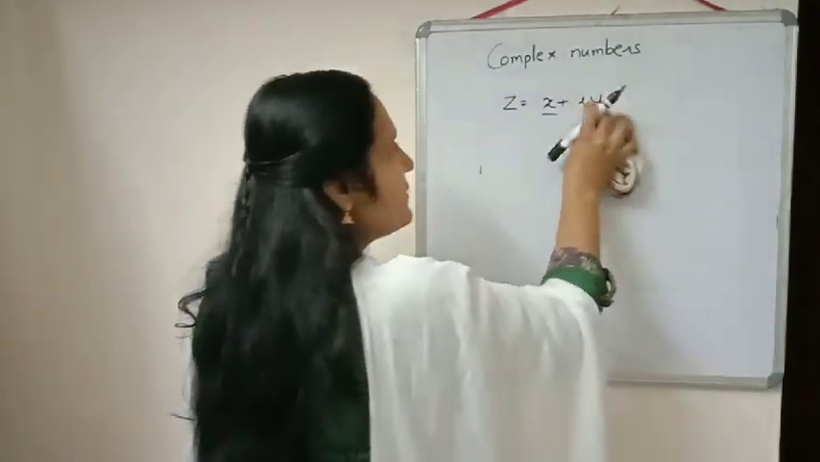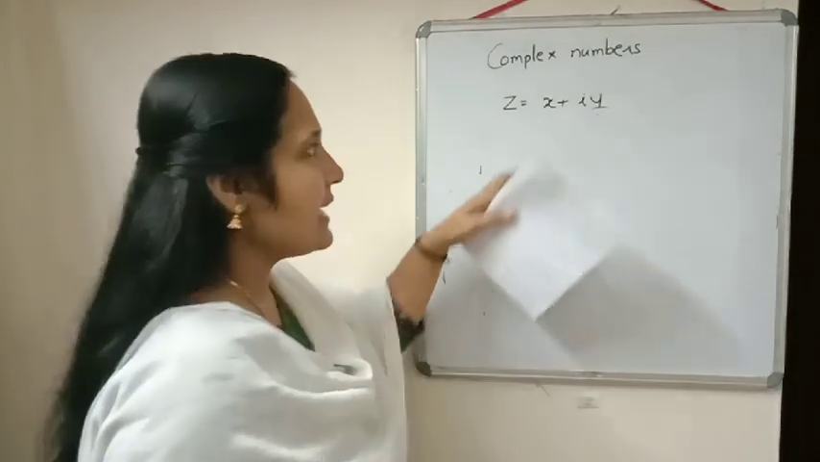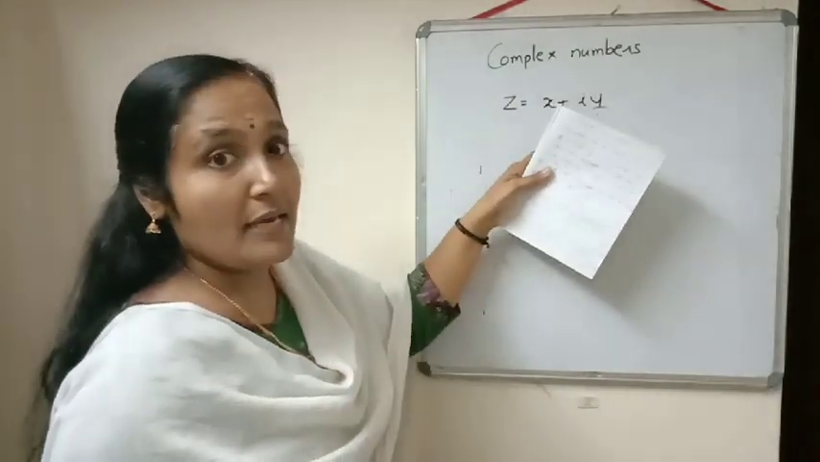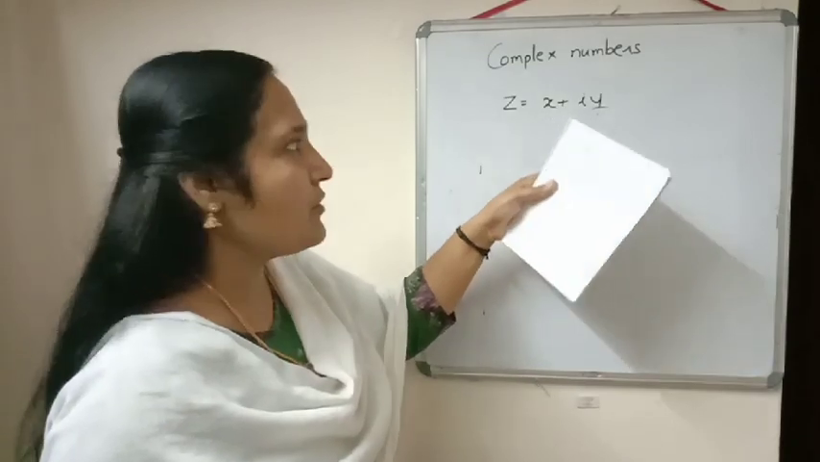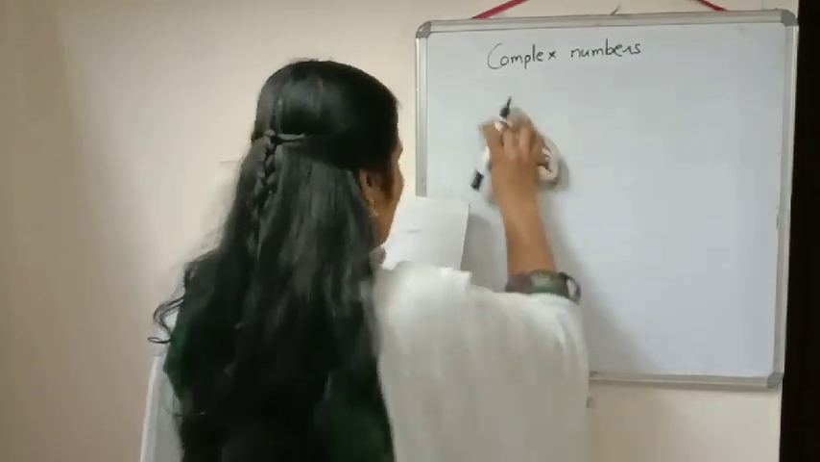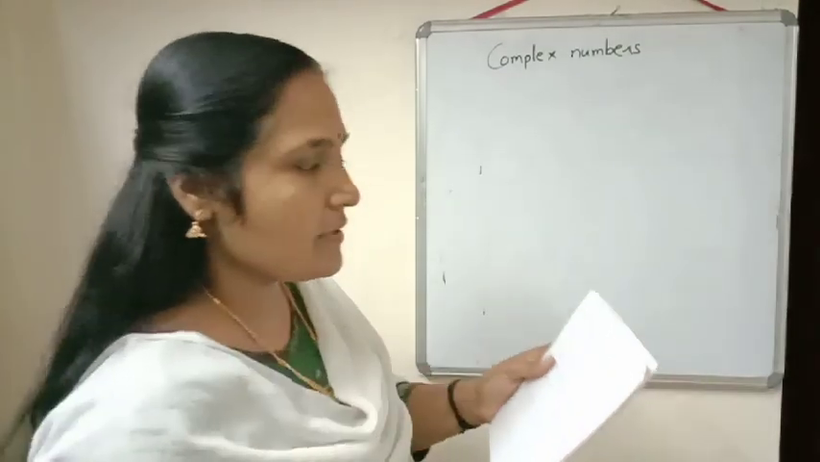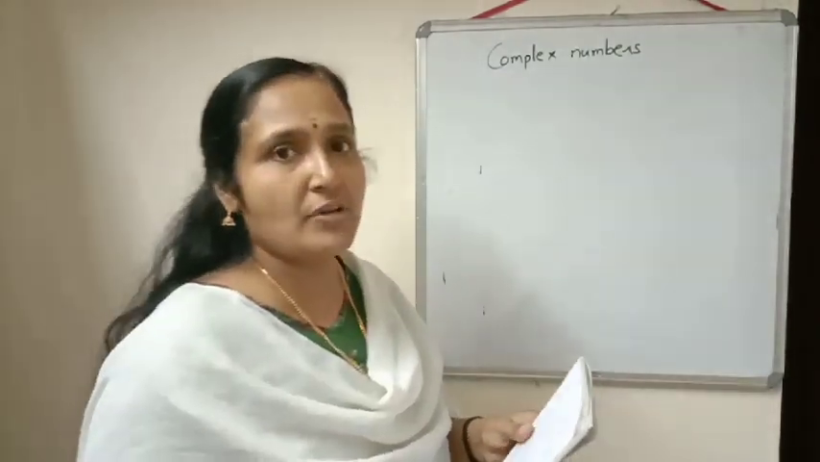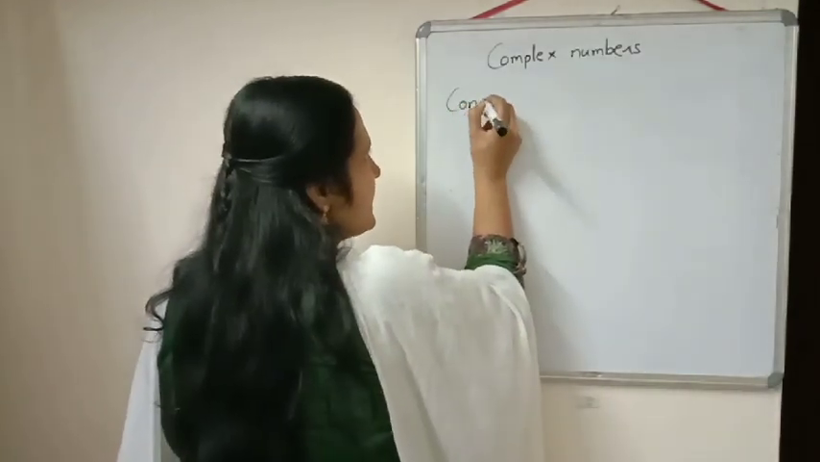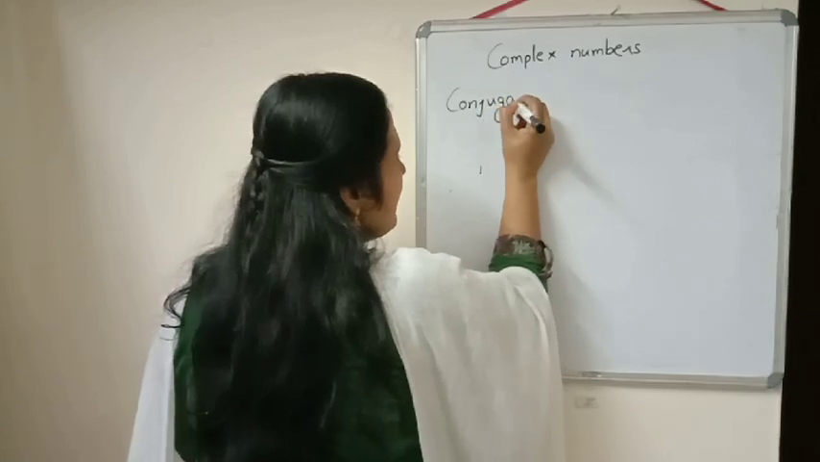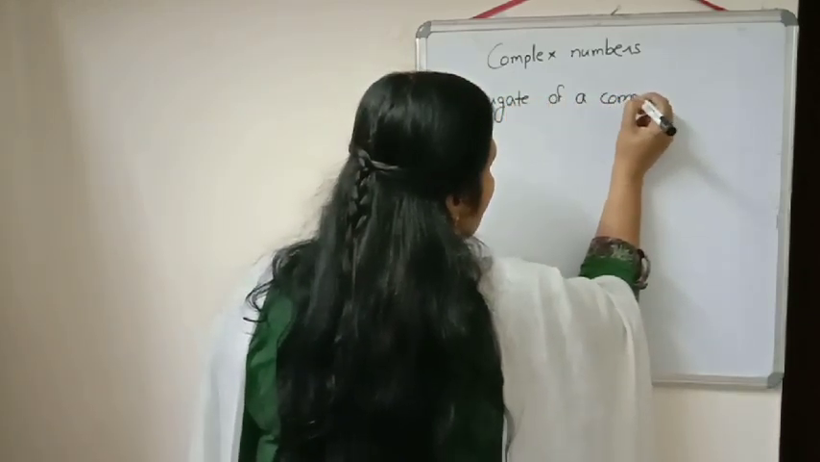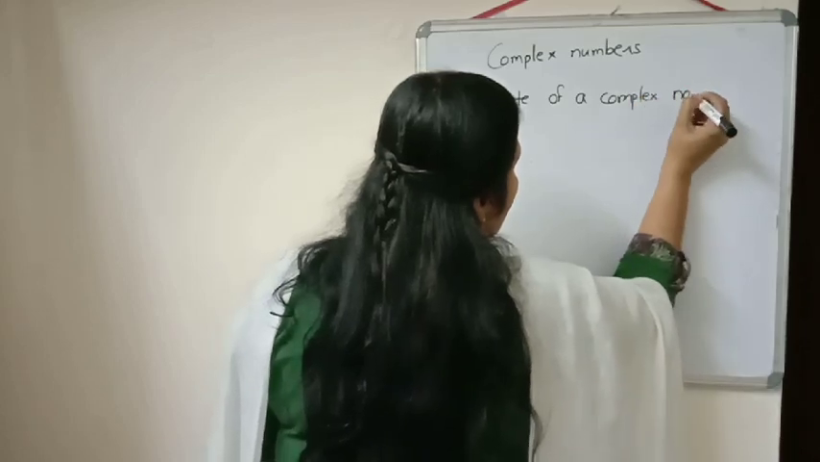If z is equal to x plus iy, x is called the real part of z and y is called the imaginary part of z, and normally we denote the complex number by z. Now in today's class, the first concept we will discuss is the conjugate of a complex number. So all of you write down, the next concept is conjugate of a complex number.